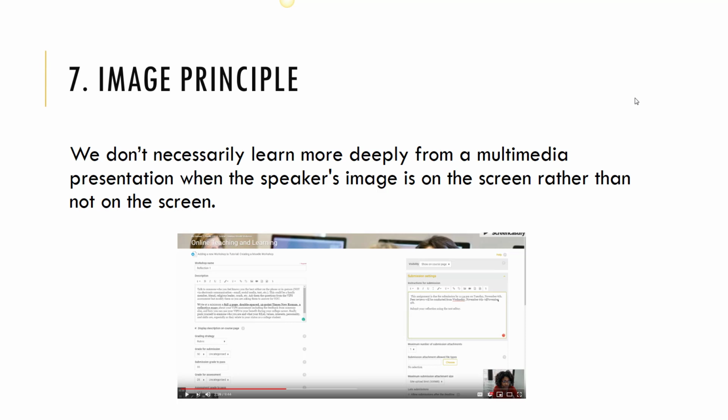I get questions about this sometimes, and that's the image principle. People say, okay, well, should I record myself in addition to recording my screen? You can if you want, but you don't have to. The research shows that people don't necessarily learn more deeply when you have that picture in picture or recording of yourself with your content. It doesn't necessarily distract them either. So it's really your call.